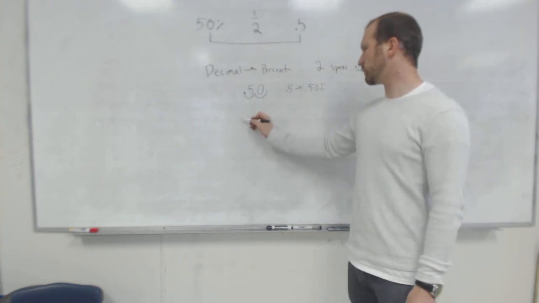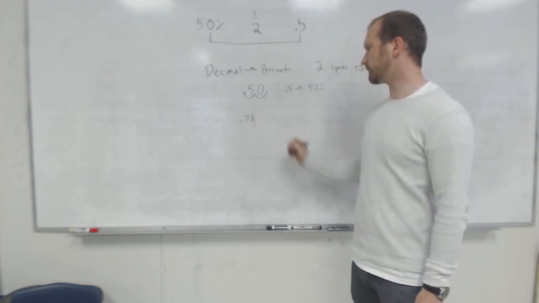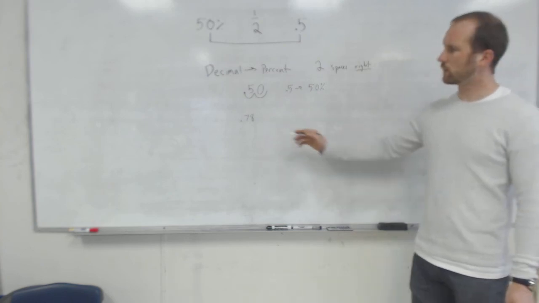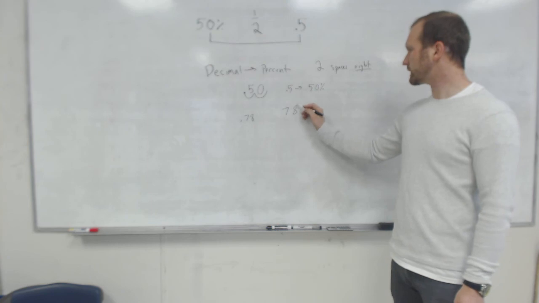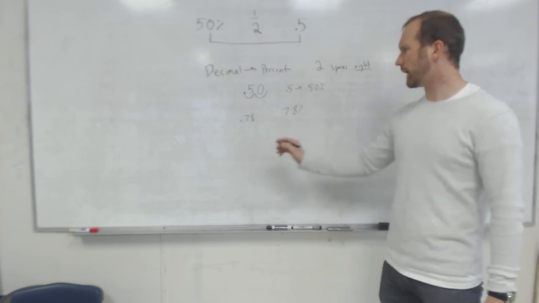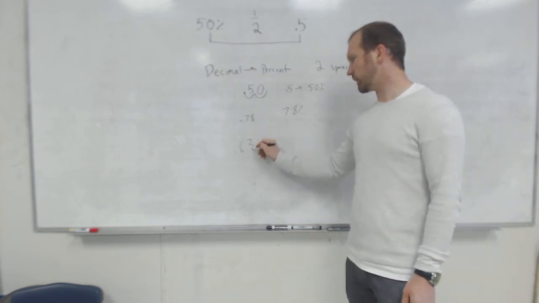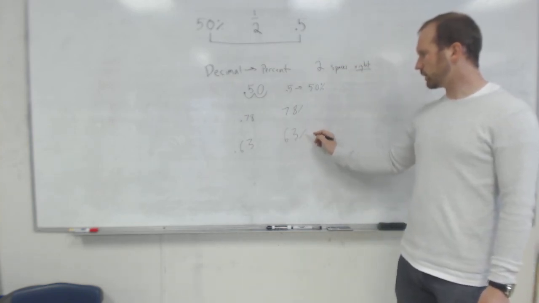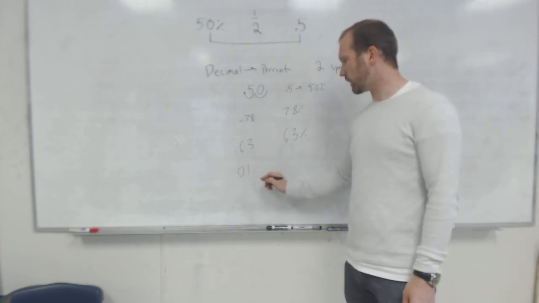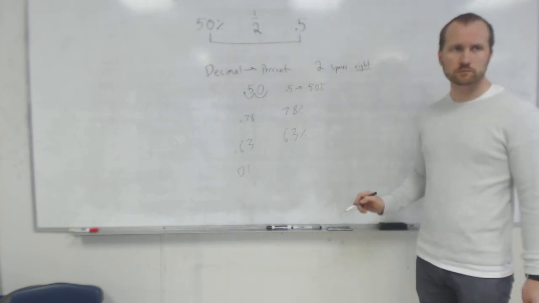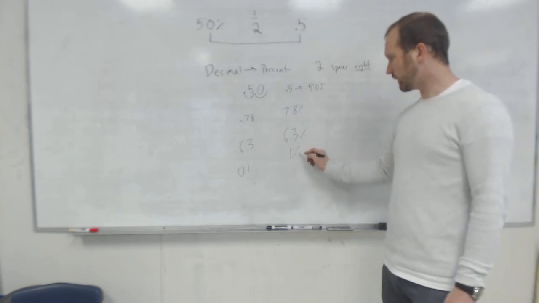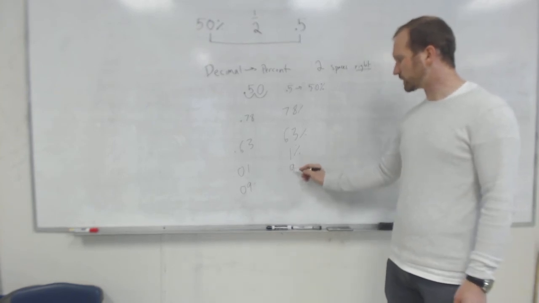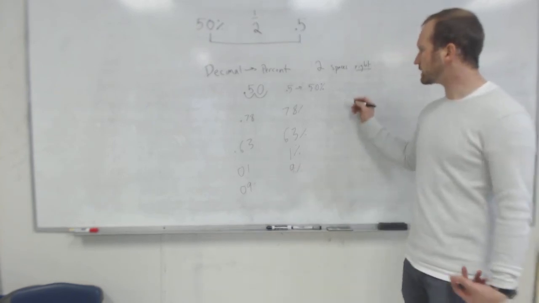What if I had the decimal 0.78? What would that become? 78%. What if I had the decimal 0.63? What would that become? 63%. What if I had the decimal 0.01? 1%. How about the decimal 0.09? 9%.